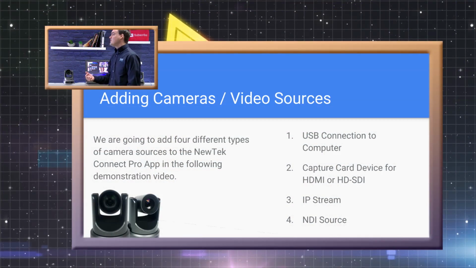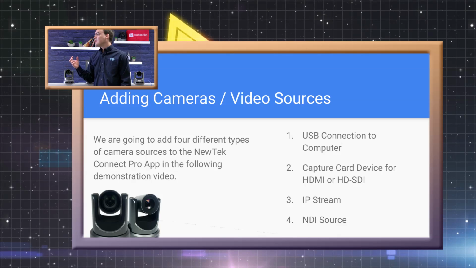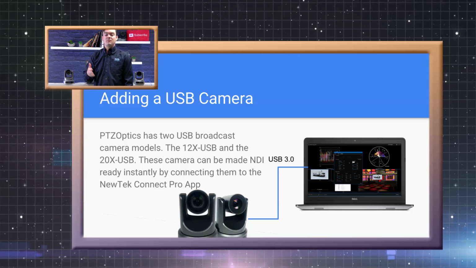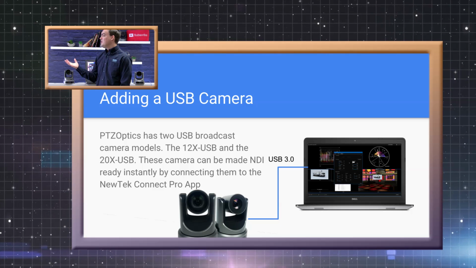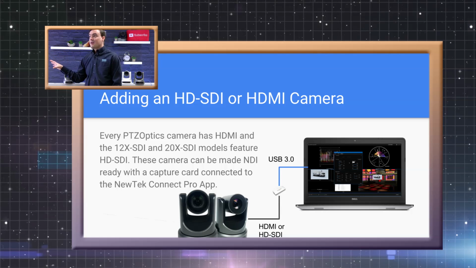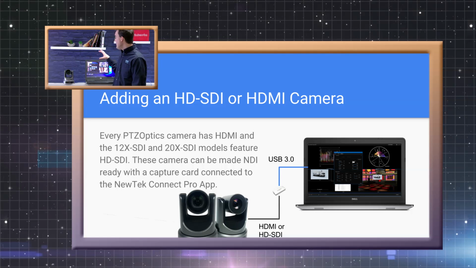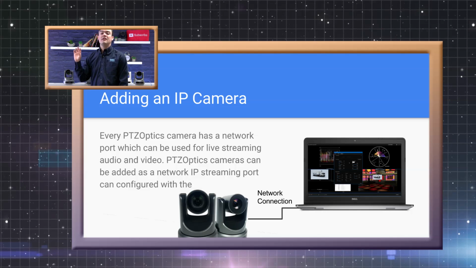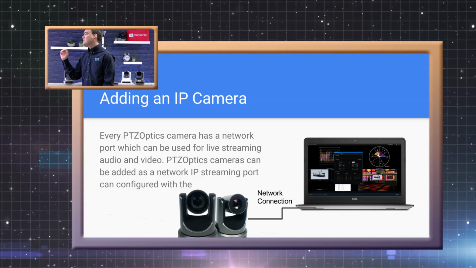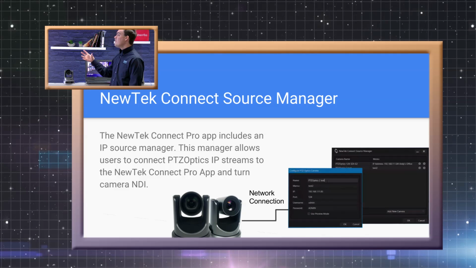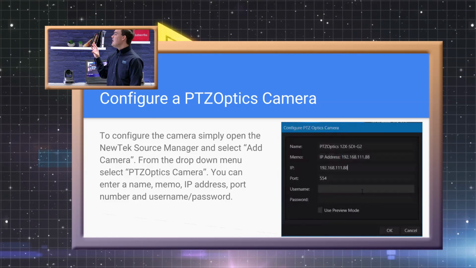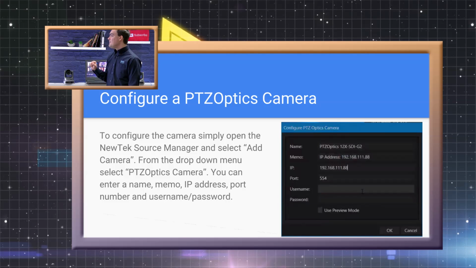So we showed all of the different sources, and let's just go to the next slide here. You can see that the USB camera is super easy, just plug and play, USB 2 or USB 3. We showed that. HD-SDI or HDMI, that was that frame grabber we talked about, instantly recognizable. The next source is the IP camera, where we were looking at that IP config section, which was fairly straightforward. And then once that's all set up, all of those sources are available in the NewTek Connect Pro, and we can make 4 of those cameras NDI compatible. That's how we configured it. We showed all of that.